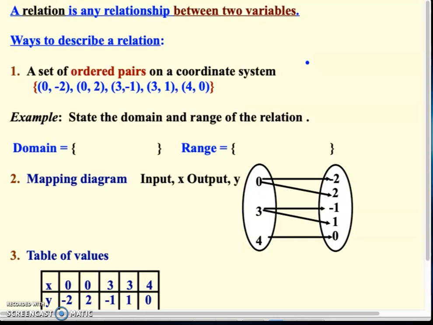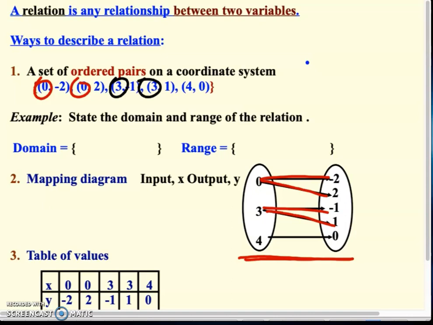The place where that's happening is right here, and also right here. So I think I'm going to jump down to the mapping diagram for a second, which kind of helps you guys see this. You have 0 going to -2 and 0 going to +2, and you have 3 going to -1 and 3 going to +1. That's not one x going to one y, that's one x going to two y's. That would be considered not a function.